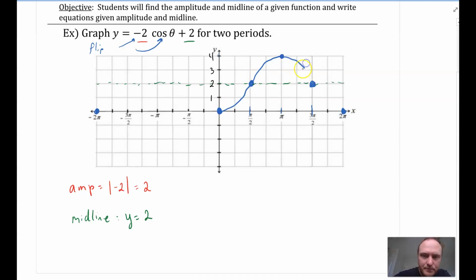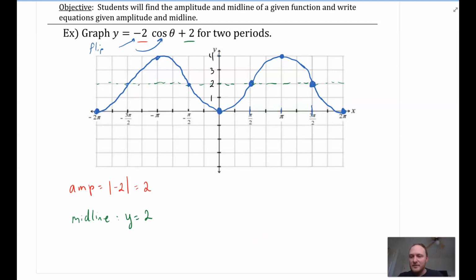So here is the graph. And notice that my graph is smooth. It's not connect the dots. I'm rolling through this. It's like a wave. Not connect the dots. All right, so there's the second example.